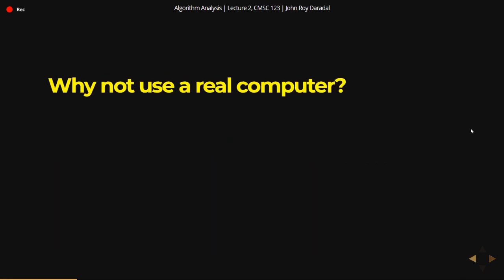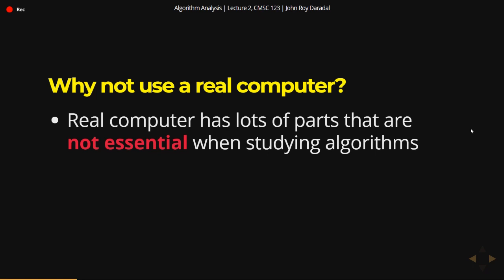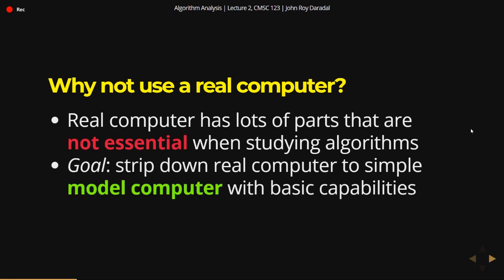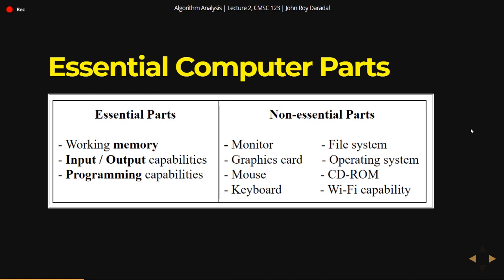But in our analysis, why don't we use a real computer? The reason for that is a real computer has a lot of parts that are not essential when studying algorithms. So we want to strip down a real computer to a simple model computer with basic capabilities. But what are these basic capabilities?